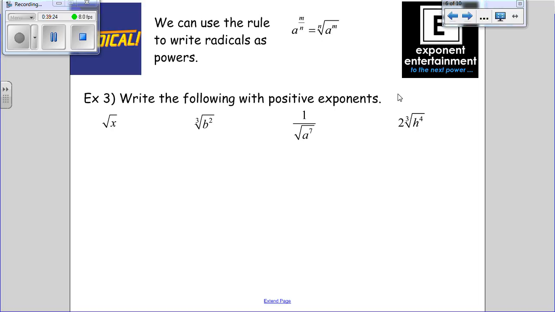The index became the bottom. Notice that 1 is kind of a sneaky little invisible one. It was there, they just don't write it. So if we look at the second question, where's my index going to go? Bottom of the fraction. So it's going to become 2 divided by 3. The 3 became the bottom. The 2 stayed on the top. Okay, I just wanted to be very clear to you.